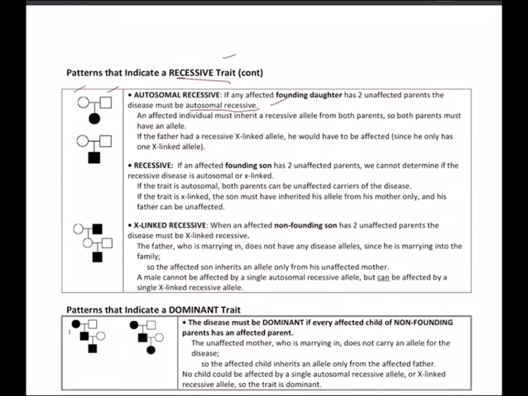And if the affected founding son has 2 unaffected parents, we cannot determine if the recessive disease is autosomal or X-linked. If the trait is autosomal, both parents can be unaffected carriers of the disease. If the trait is, on the other hand, X-linked, the son must have inherited his allele from his mother only, just now I said, and his father can be unaffected.